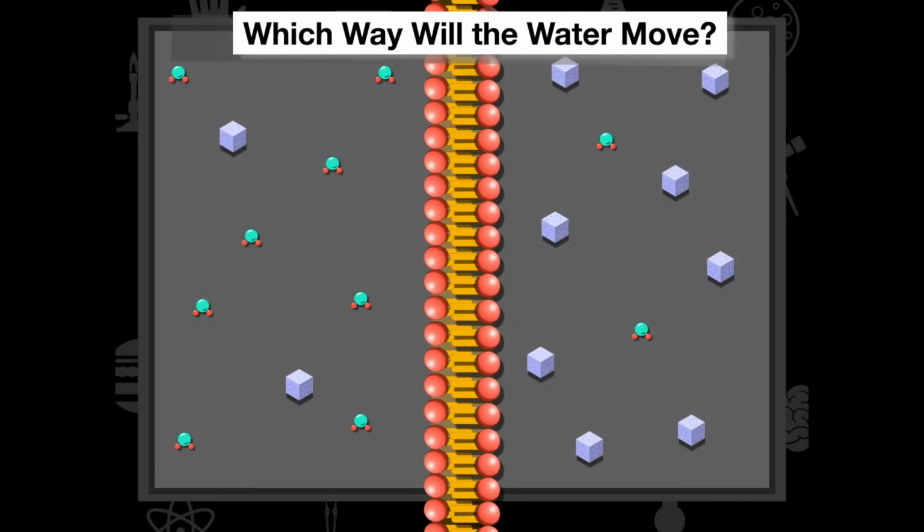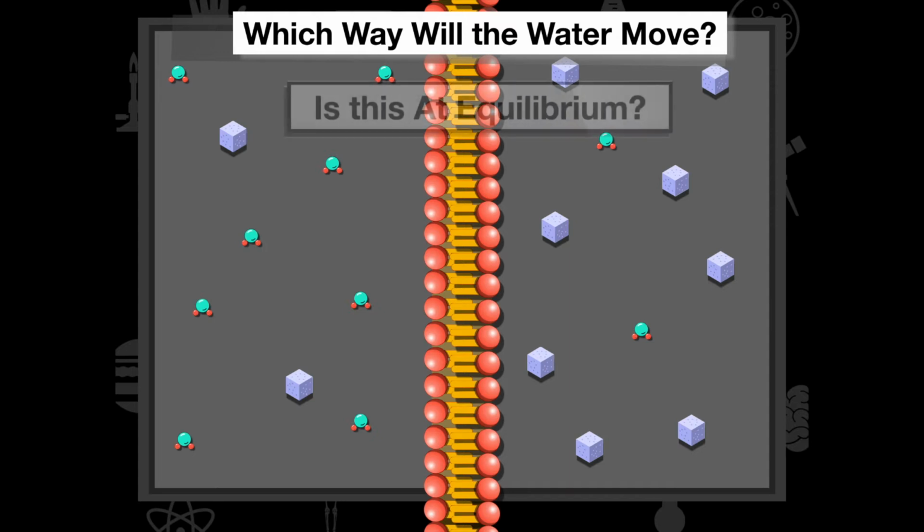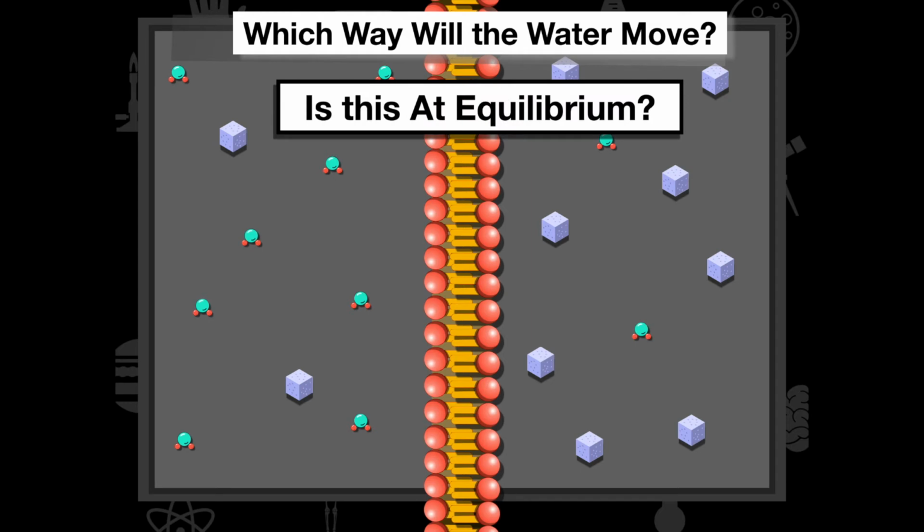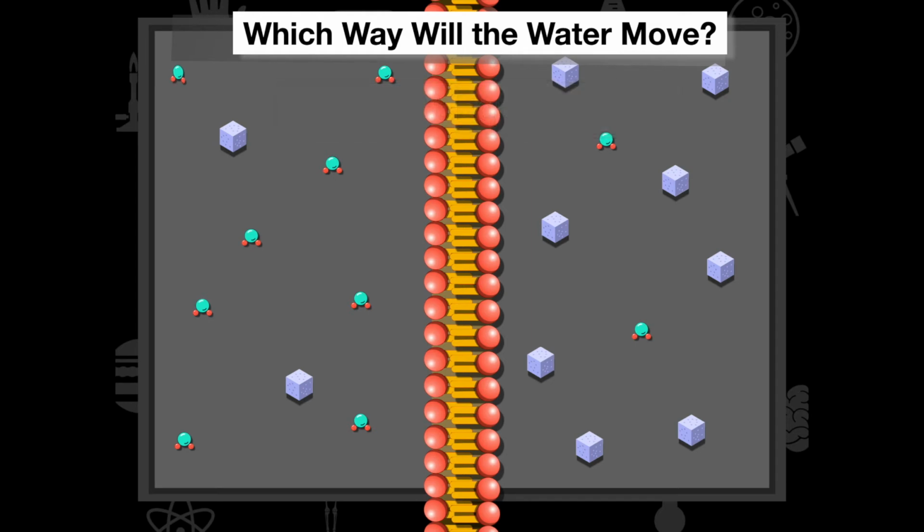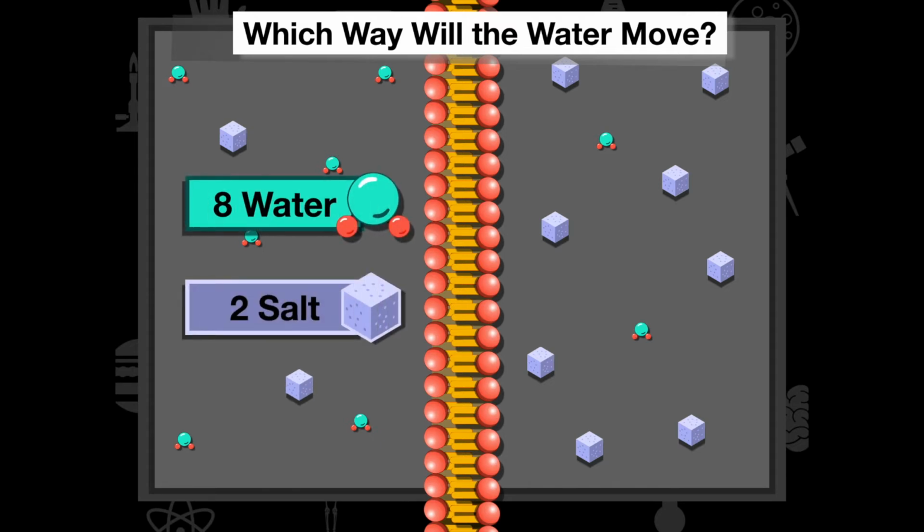So the question here is which way is the water going to move? The water can fill up both the boxes. The salt cannot pass through that selectively or semi-permeable membrane. And is this current situation at equilibrium? Let's go through and look at it. What we have here is 1, 2, 3, 4, 5, 6, 7, and 8 water molecules, followed by 2 salt molecules here. So we have 8 water, 2 salt.